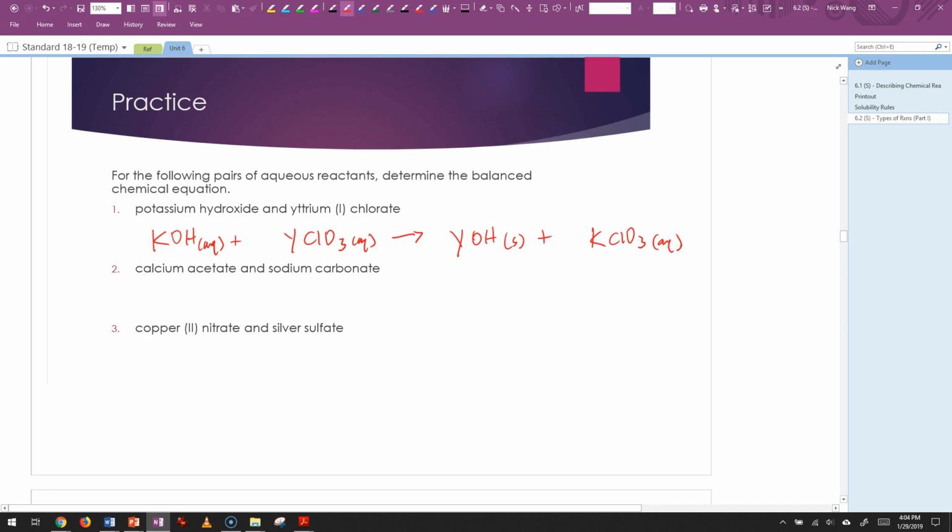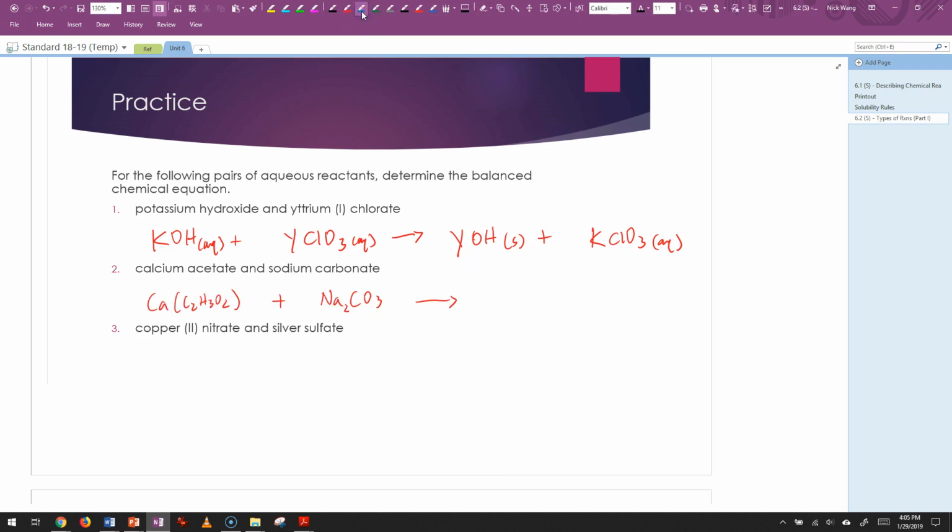So one thing you have to do when you look at these is always look to see whether or not the solubility rules allow this reaction to occur. And in fact, this one will occur because it does form one insoluble product, which ends up being YOH. This is our precipitate. Let's try the second one.